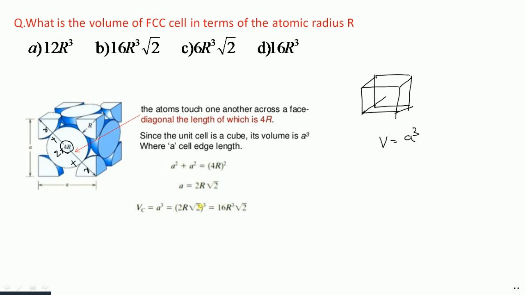So when we cube this, 2 cube is 8, and cube is R cube here. Square root of 2 as it is. Therefore the answer is 16 R cube square root of 2. Option C is the correct option. Option B is the correct option.